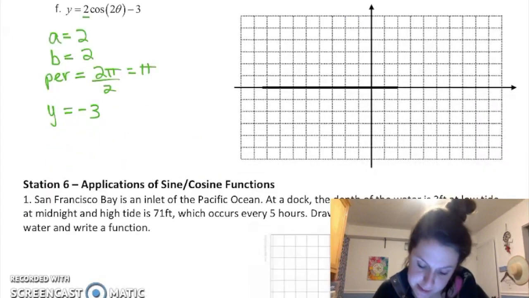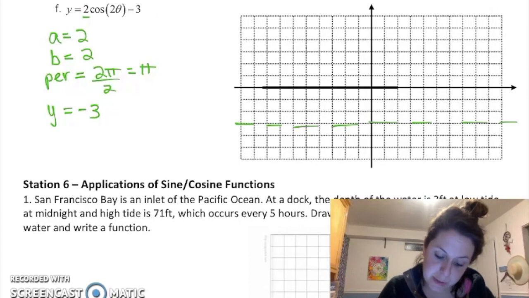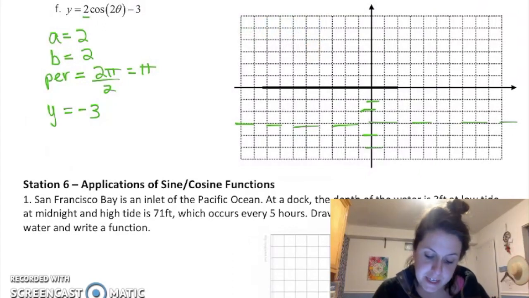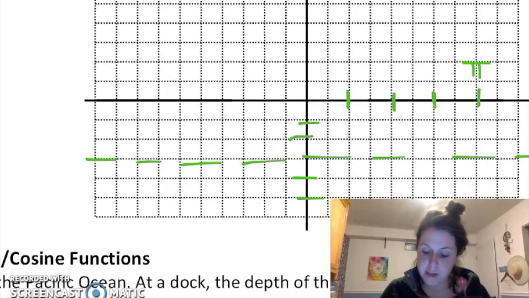So when I graph this, I'm going to start with my line at -3. My amplitude is 2, so the highest I will go is up 2, the lowest I will go is down 2, right? The period is pi, so when I count over 8 spaces, so 2, 4, 6, 8, that will be pi. And you could label these pi over 2, pi over 4, etc.